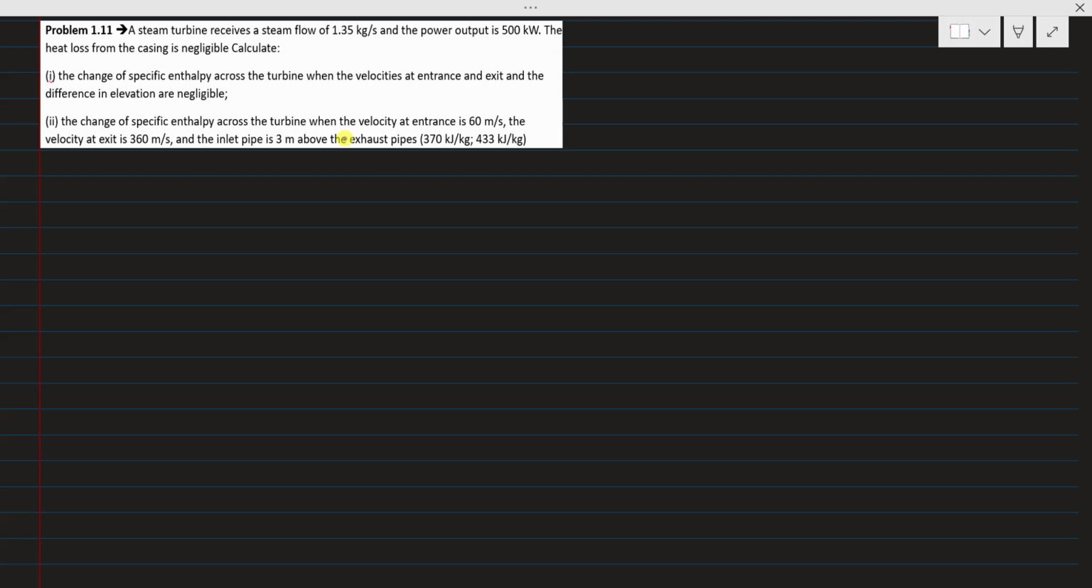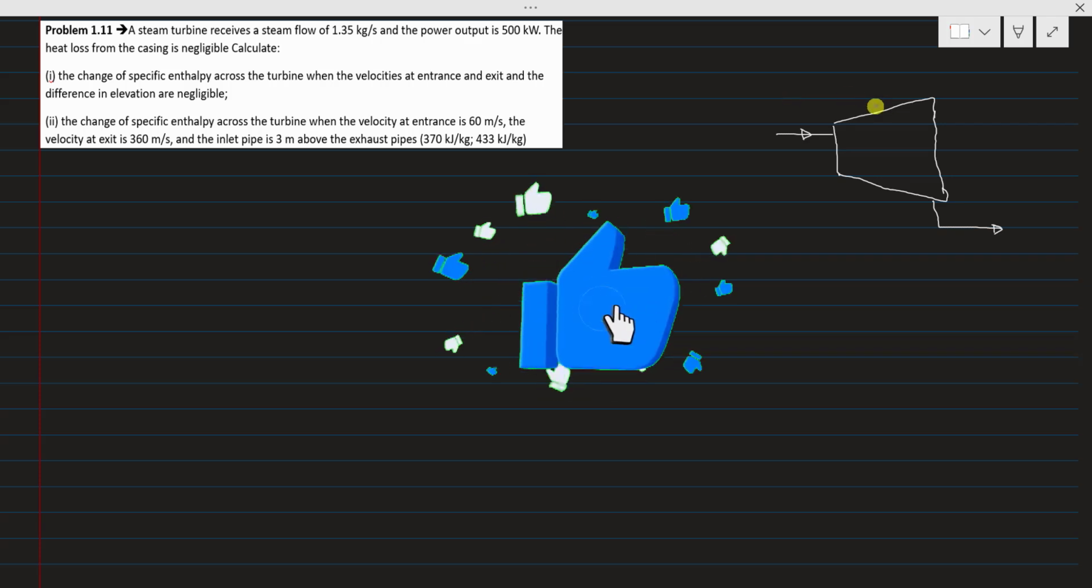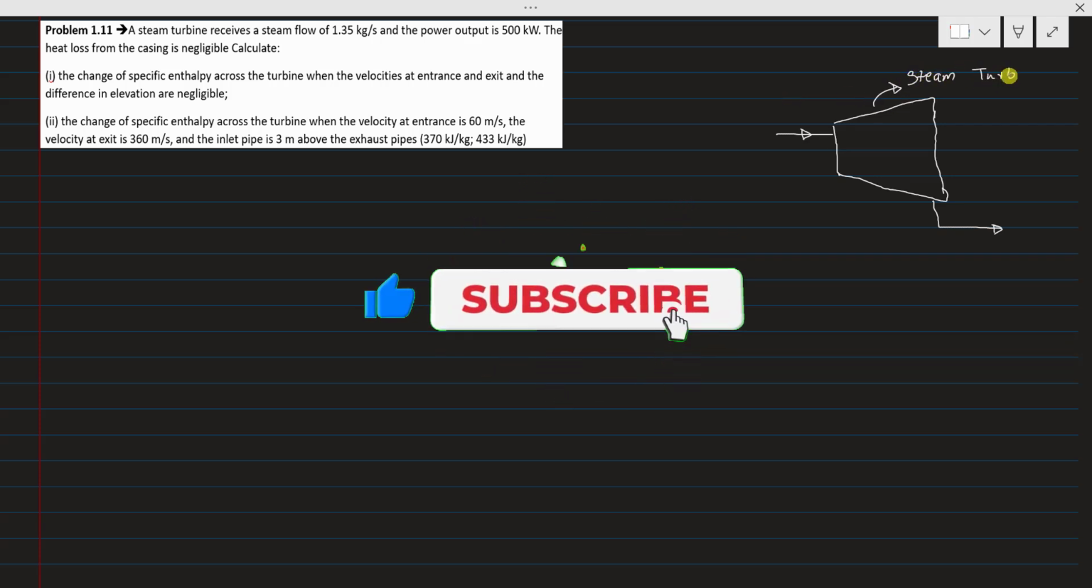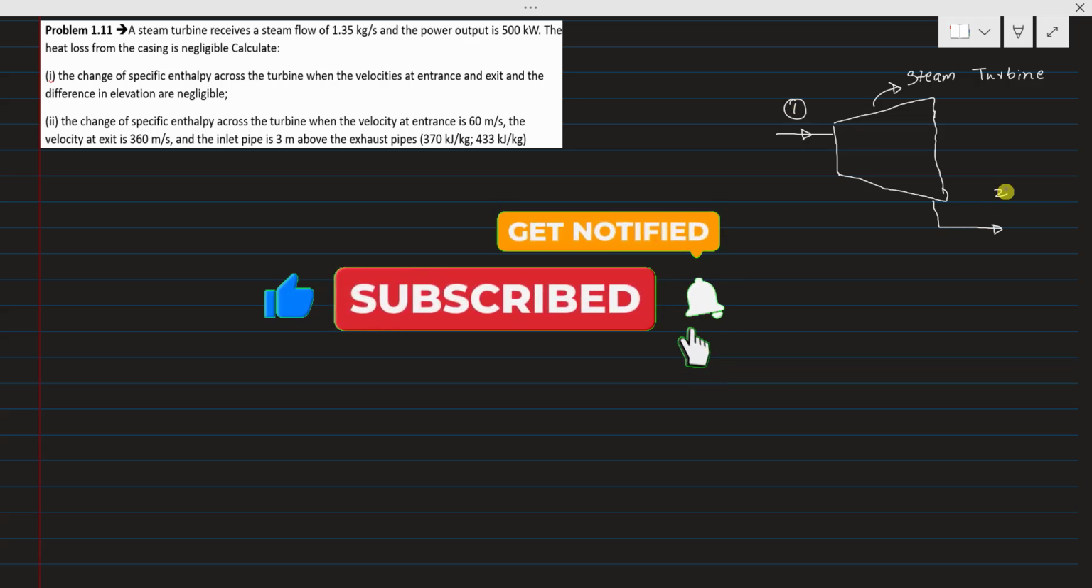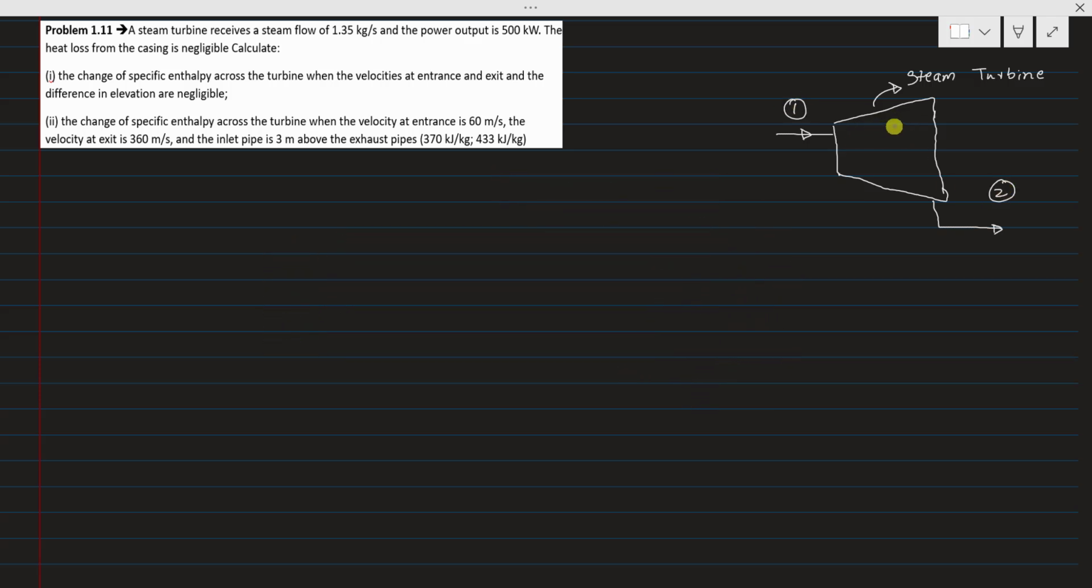So let me first draw the schematic diagram of the steam turbine, then we will move towards its solution. This is the steam turbine, this is the inlet, this is the outlet. The steam enters at state point 1 and exits at state point 2 and gives the work output at the shaft of the turbine, that is W.